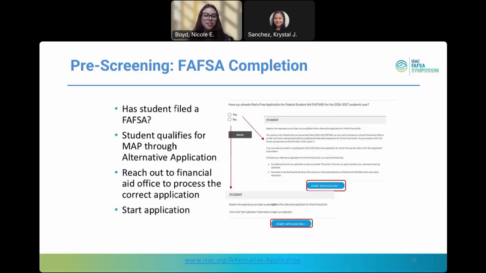So that is where they just need to take that extra step to reach out to the financial aid office to ensure that the correct application is processed. So either way, whether they indicate yes or no, they can still go ahead and start the application. They just may see messaging about that extra step.